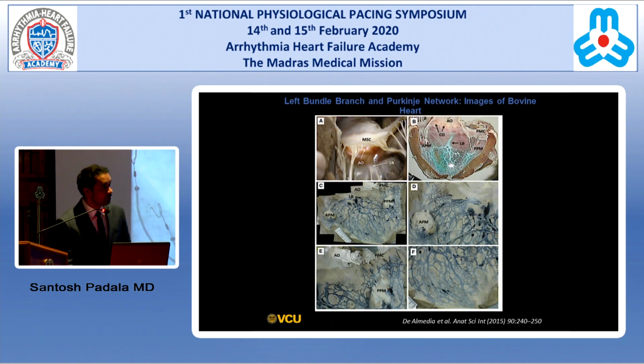The same network can also be seen in bovine hearts. Again, here is a beautiful image of the left ventricle showing the left bundle dividing into the left anterior fascicle, which is traversing towards the left, towards the anterior papillary muscle, and the left posterior fascicle traversing towards the posterior papillary muscle. Notice the rich intercommunications between the fascicles provided by the Purkinje fibers. And you can see the dense network on staining.